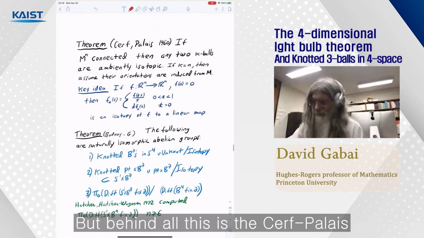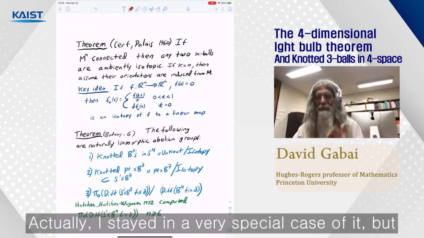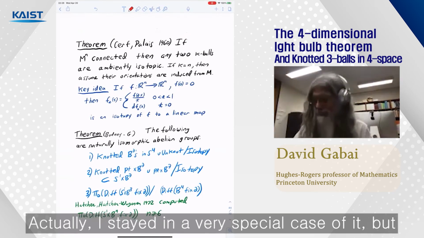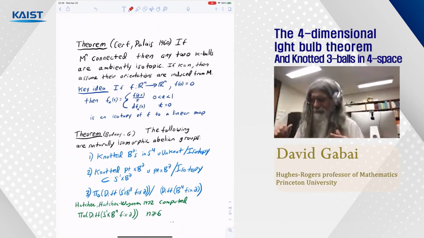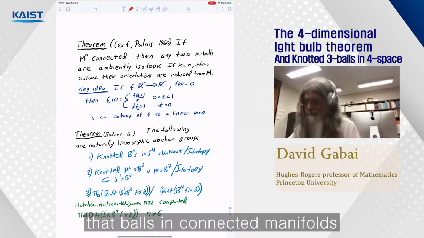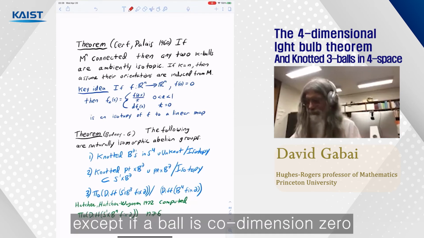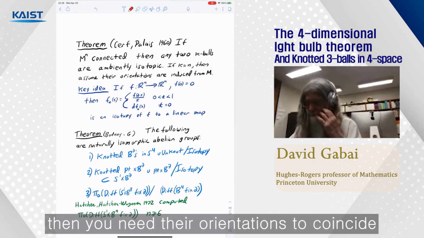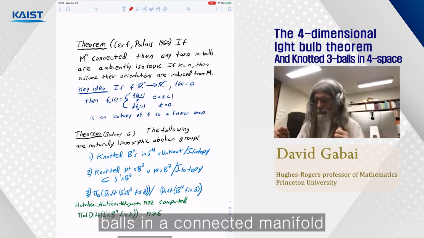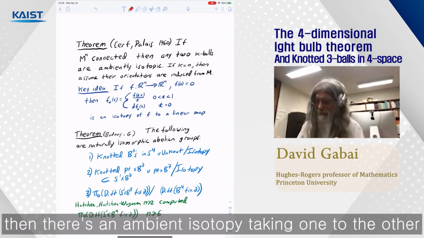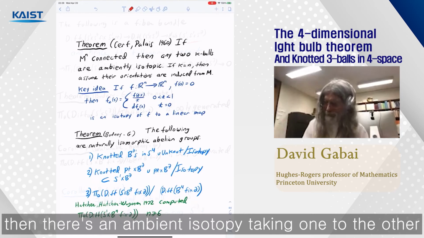But behind all this is the Cerf-Palais theorem, which I mentioned. Actually, I stated a very special case of it, but the Cerf-Palais theorem is basically a theorem about balls in connected manifolds of any dimension, any codimension. Except if a ball is codimension 0, then you need their orientations to coincide. So the theorem is that if you have two k-balls in a connected manifold, then there's an ambient isotopy taking one to the other.